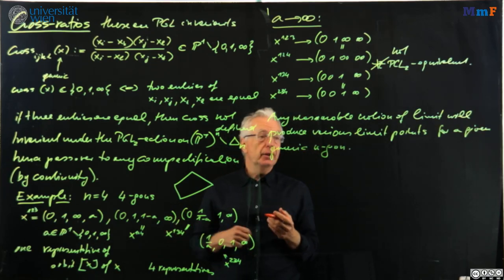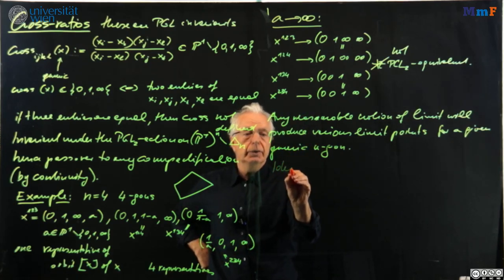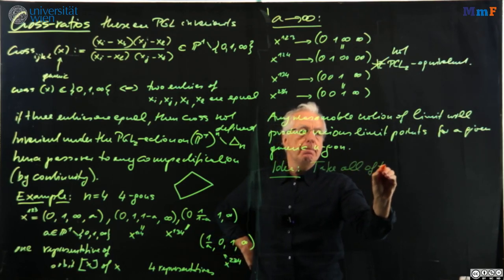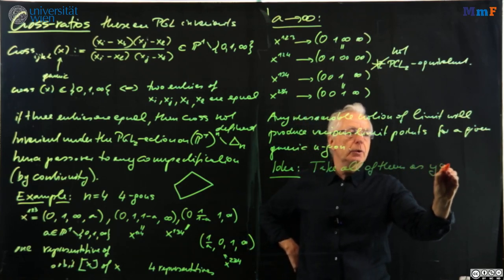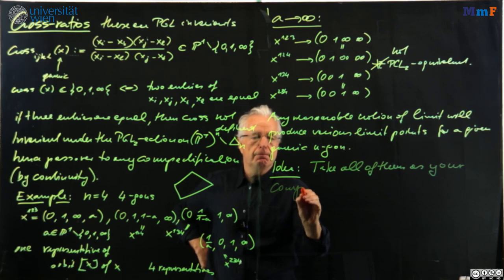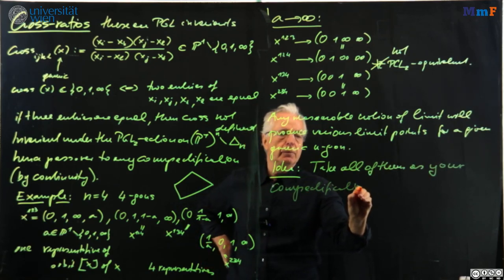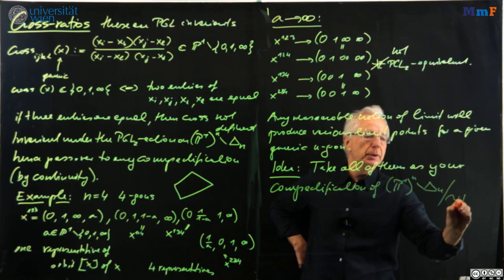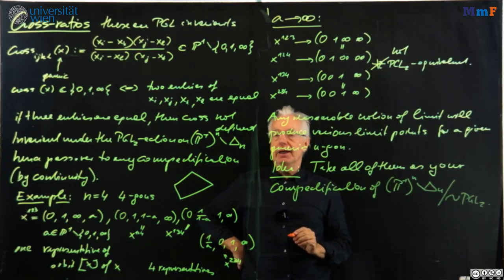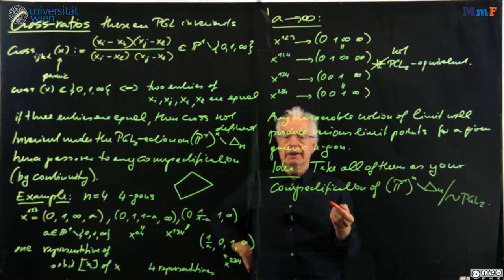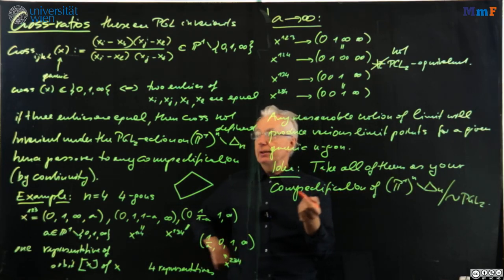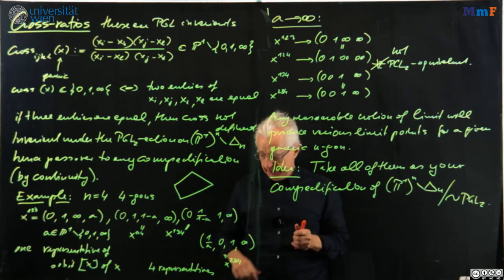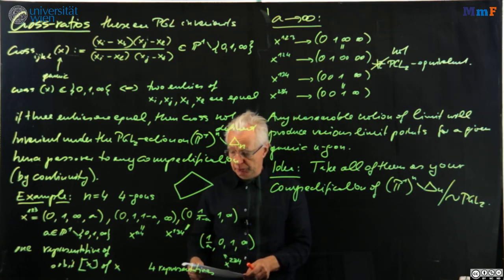Now, the idea how to approach them, how to do this, the idea is take all of them. Take all of them as your compactification of P1 to the n minus the diagonal modulo PGL2. Okay. And I would like to make this precise and to show you that this will reproduce the theory of Deligne, Mumford, Knudsen, which is the theory of n-pointed stable curves.